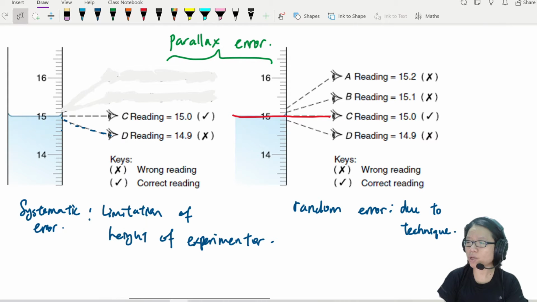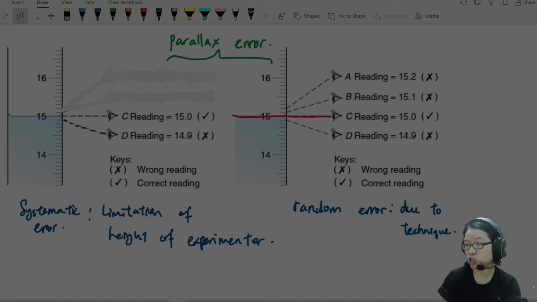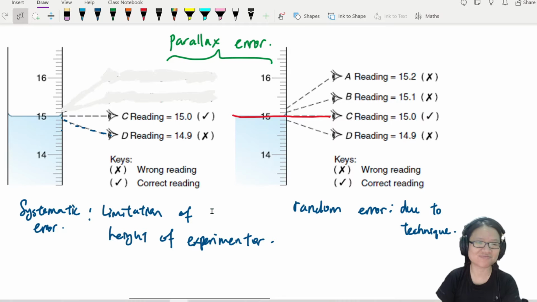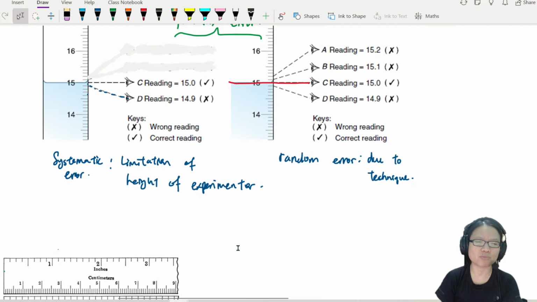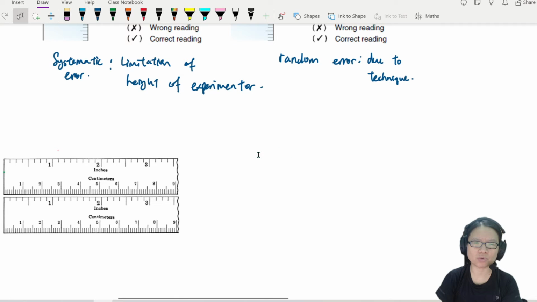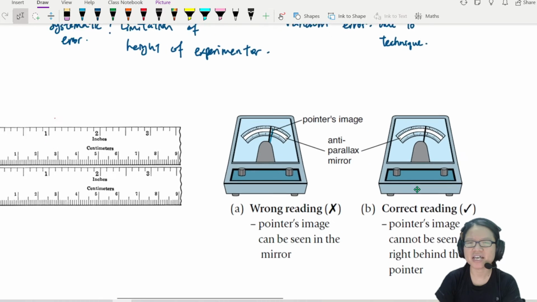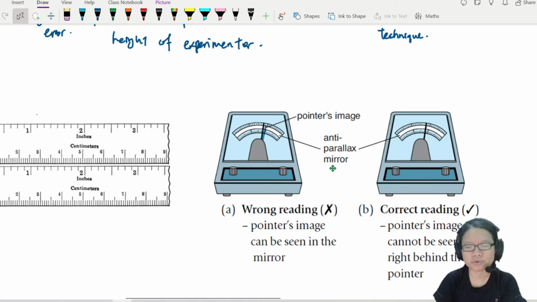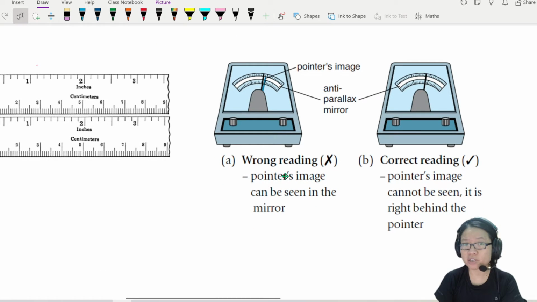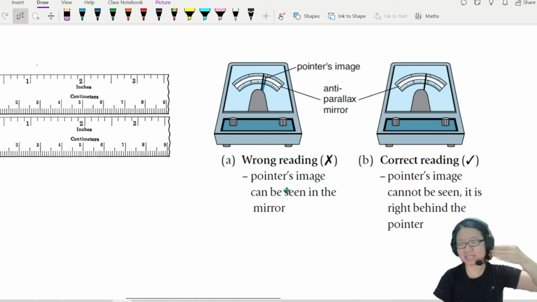Okay, the way we get over this, although you don't really use this instrument in the lab right now because you have a digital one, because you're fancy now, is that nowadays people will provide a mirror. I'll show you what that looks like. A mirror at the back. They like to call it the anti-parallax mirror. So the reading is wrong when your eye level is at an angle, and then you can see the pointer image.